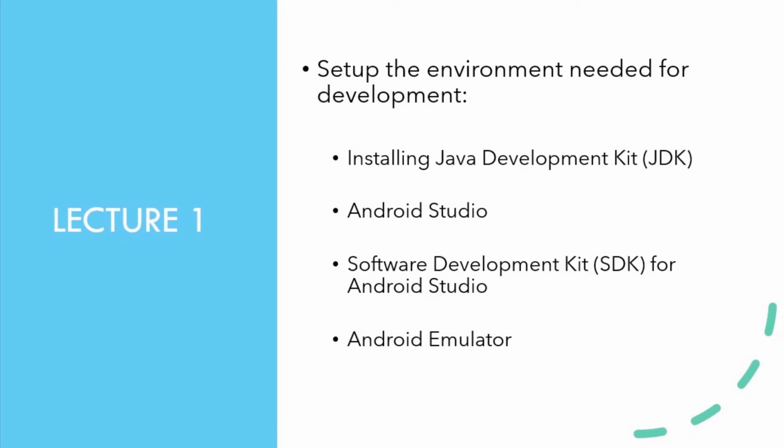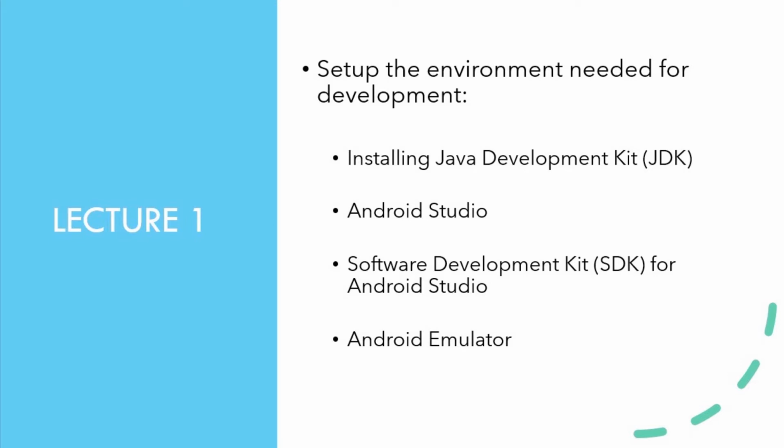In the first lecture of this course, we will set up the environment needed for Android app development. This will include installing Java Development Kit, Android Studio, Software Development Kit for Android Studio, and the emulator which you'll be needing to run your Android applications. Besides these things, we will also be creating a small Android application to get familiar with the basic concepts and components. We will be installing a few things. First of all, we will be installing Java Development Kit, or as some might call it, JDK. After that, we are going to install Android Studio, and after everything is done, we will be creating a virtual device on our machine so that we can test and run our Android applications.